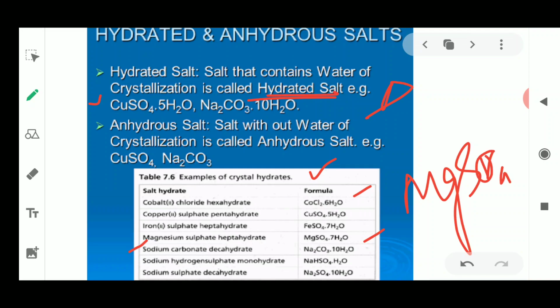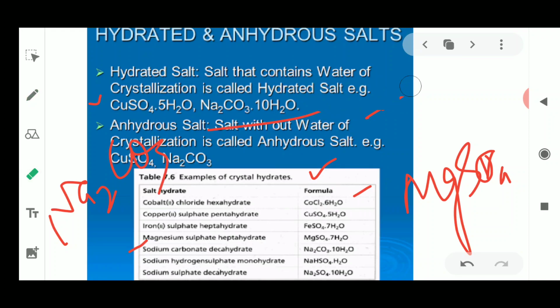Next is sodium carbonate decahydrate. Sodium carbonate means Na2CO3.10H2O. Why decahydrate? Deca means 10. So in this crystal, 10 molecules of water of crystallization are required for forming 1 molecule of Na2CO3. So here also it's written Na2CO3.10H2O.